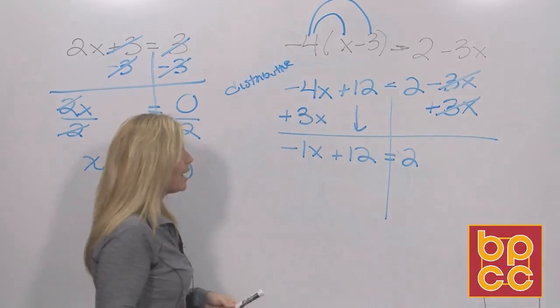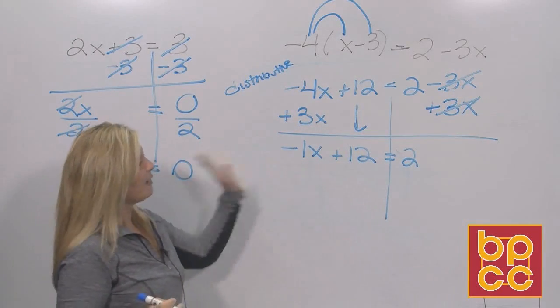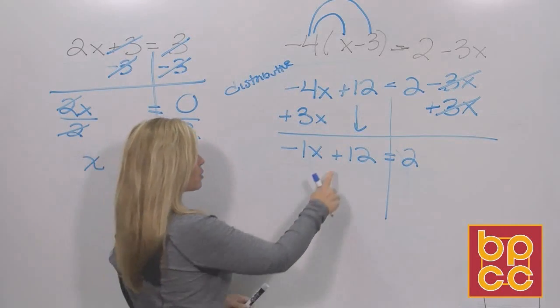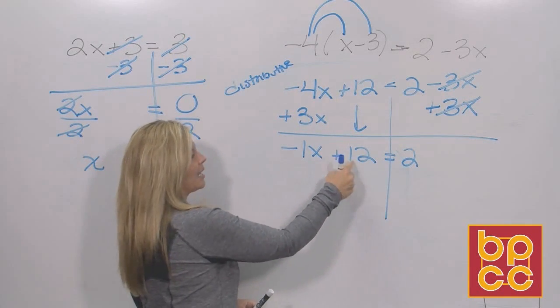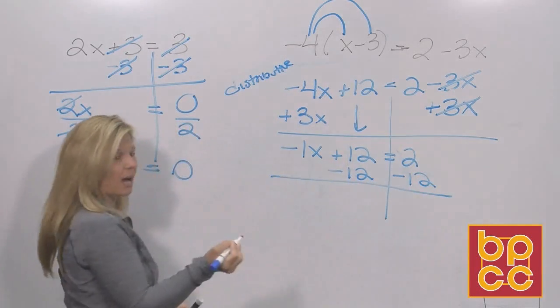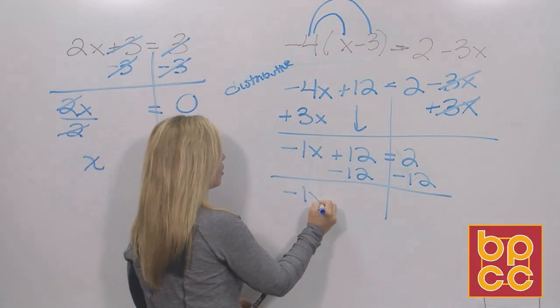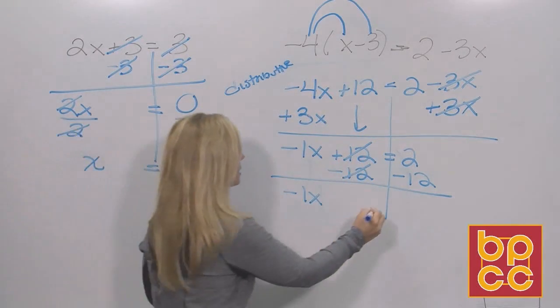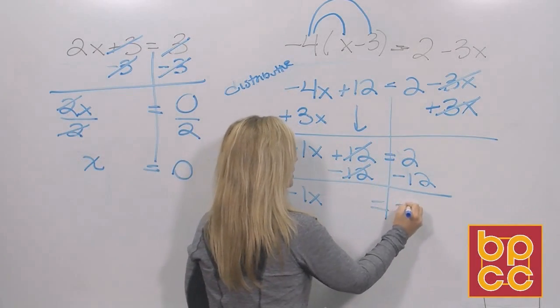I'm not done yet. Now that I got my x on the left, the numbers move to the right. I said I always move addition and subtraction first, so the opposite of adding 12 is subtracting 12. And I'm doing it to both sides. Bring down my negative 1x. The 12's cancel. They're additive inverses. I add it the opposite. 2 minus 12 is negative 10.